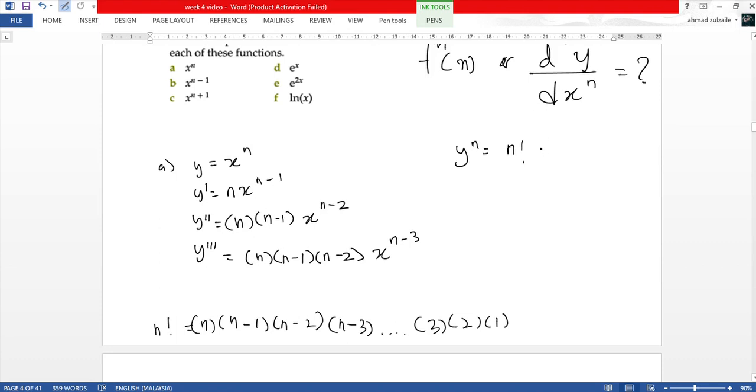Okay, how about the x with power? You can see from here, when you have y prime, you have 1 at the end. When you have y double prime, you have 2. When you have 3, you have 3. So therefore, the power is n minus n. But n minus n is 0, and any number to the power 0 is equal to 1. So y^(n) equals n factorial.